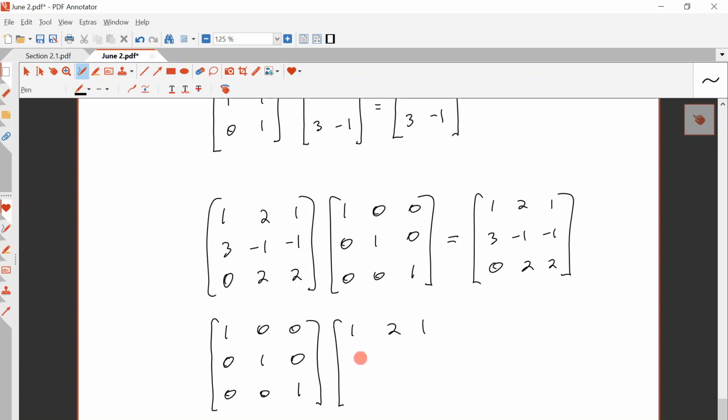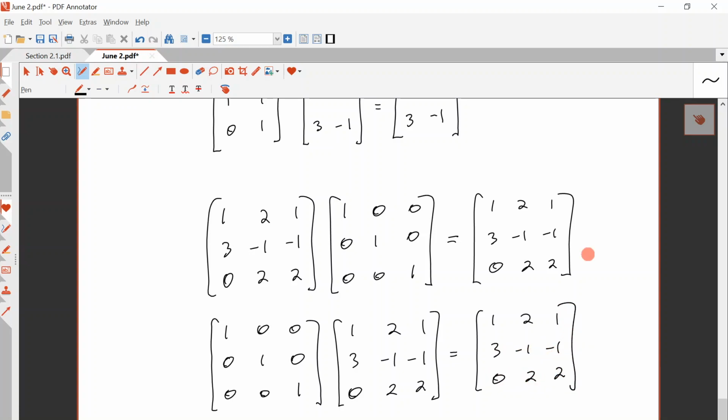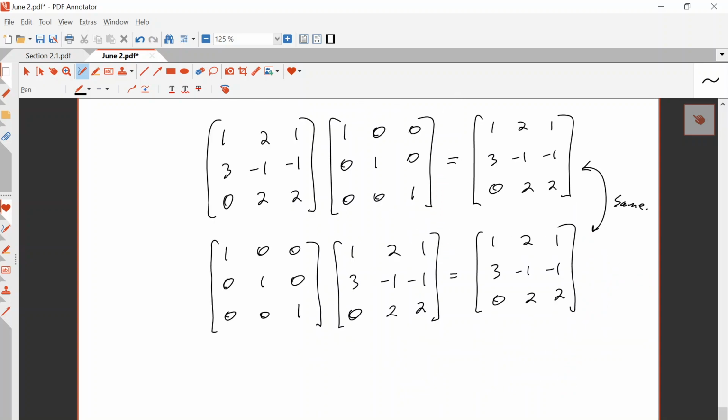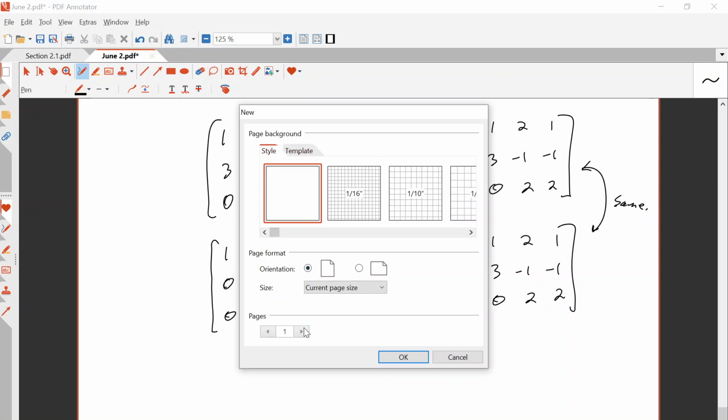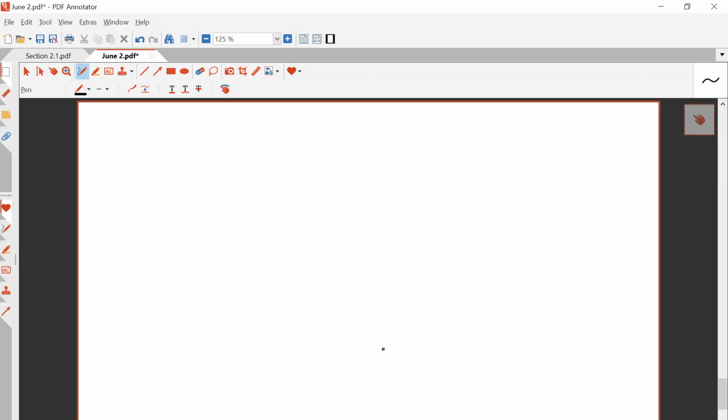1, 2, 1, 3, minus 1, minus 1, 0, 2, 2. If you did the product again, in this order, A times B and B times A, you still get this same matrix back. So these are the same. Okay, this matrix is a special matrix called the identity.